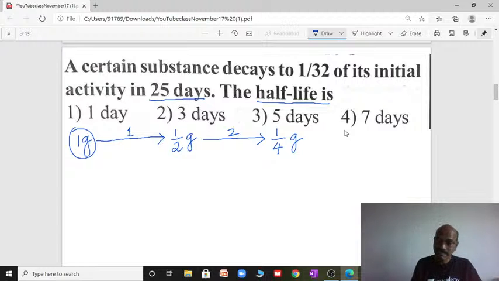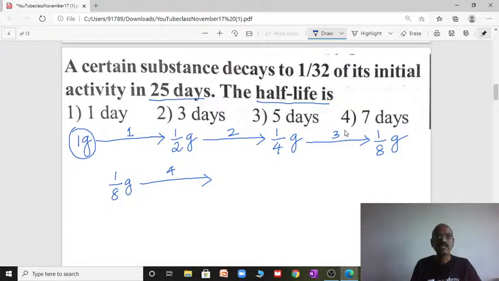Clear? Now, third half-life: this 1 by 4 gram has to become half of its original atoms. It becomes 1 by 8 gram, right? Then this 1 by 8 gram, in the 4th half-life, if 1 by 8 becomes half, it will become 1 by 16 gram. Next, the 5th half-life, 1 by 16 has to become half of its original atoms.